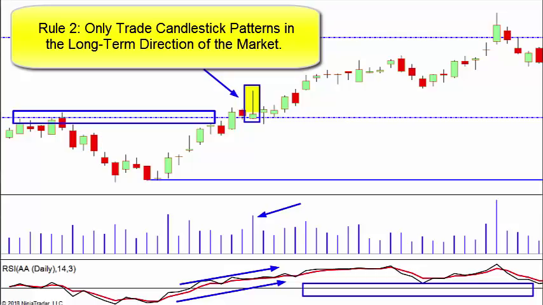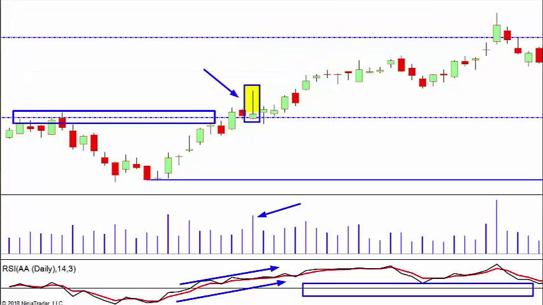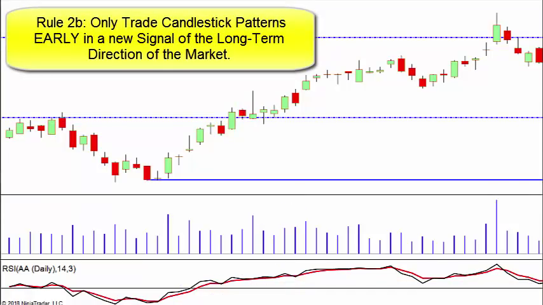And then rule 2B is that you also only want to do it early in a new signal. Well, you've heard the slogan, the trend is your friend until the end, right? So the trend is your friend until the end really means trade early in the direction of a new trend, because the longer the trend continues, the more likely it's going to turn into your enemy.